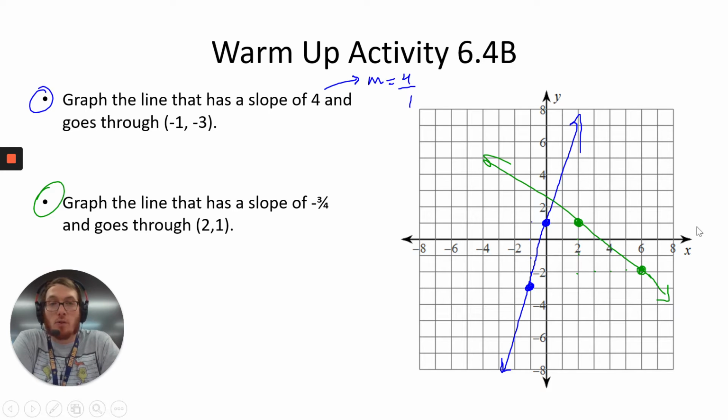Second one, plot the point (2, 1). So over to the right 2, up 1. And then the slope is -3/4, which means instead of going up and to the right, you're going to go down and to the right. So that would be down 3, over to the right 4, and draw your line. Now notice that the blue line is going in the upward direction from left to right. That's why it has a positive slope. The other one, the green one, is going from left to right in a downward direction and has a negative slope.